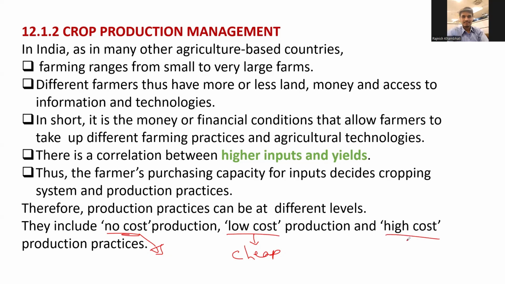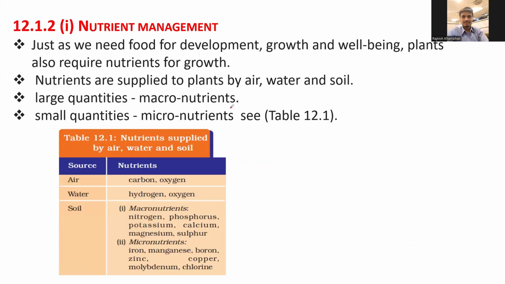And the last is higher cost. Higher cost means you will be spending high money, and high money can give you good quality seeds, good quality fertilizer, and all things in good quality like pesticides, herbicides. Everything you require will be of good quality and higher cost, and with that you can get high yield. Let's jump to the next slide.